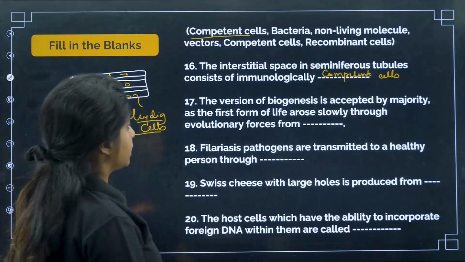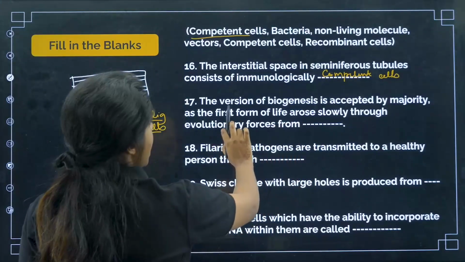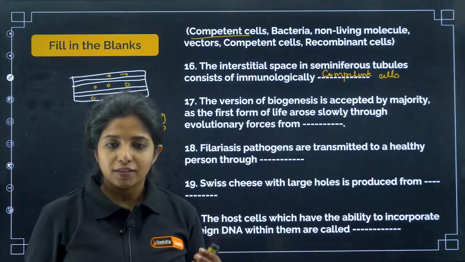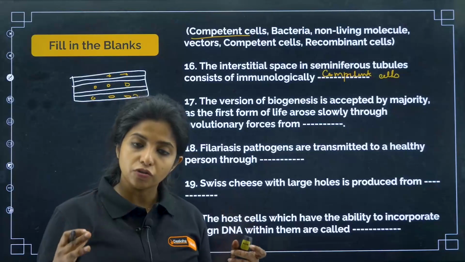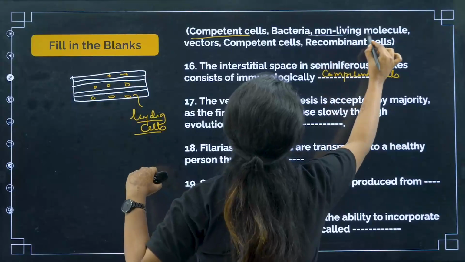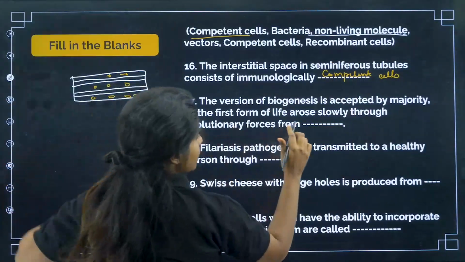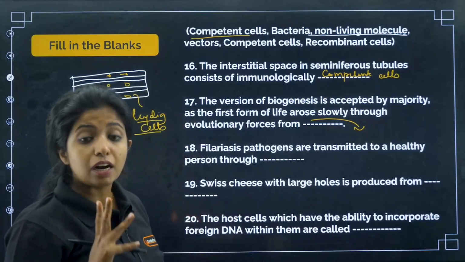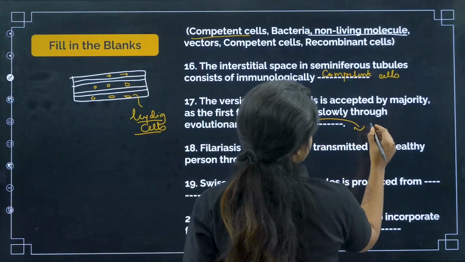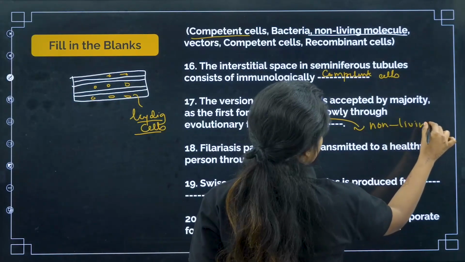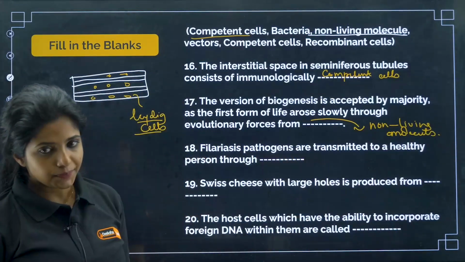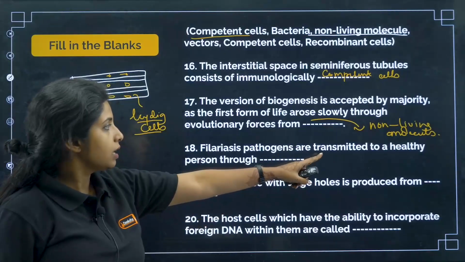Next thing: the version of biogenesis accepted by the majority is that the first form of life arose slowly through evolutionary forces from what? Why? Because the first form of life slowly arose through evolutionary forces from non-living molecules. This is taken as such from your NCERT evolution chapter. If you see the third page, below the Miller experiment, this statement is given. It is accepted because life arose from non-living molecules, not organisms, and it took some time. Now, filariasis pathogens are transmitted to a healthy person through.